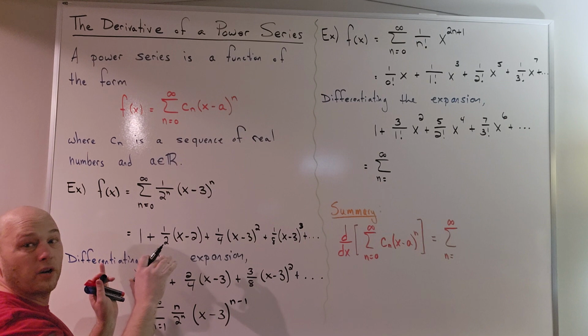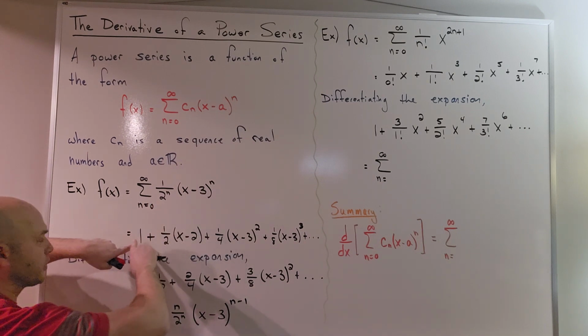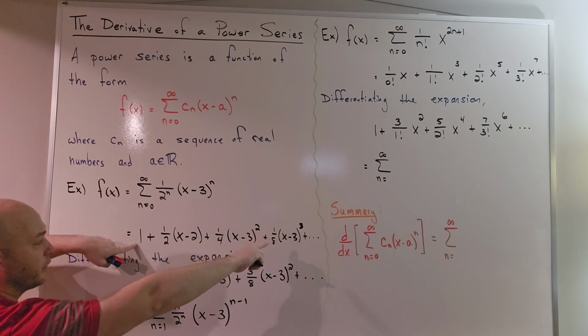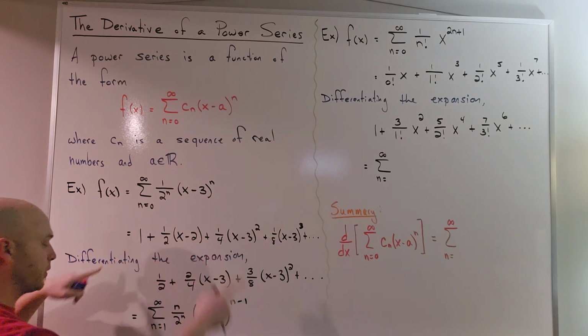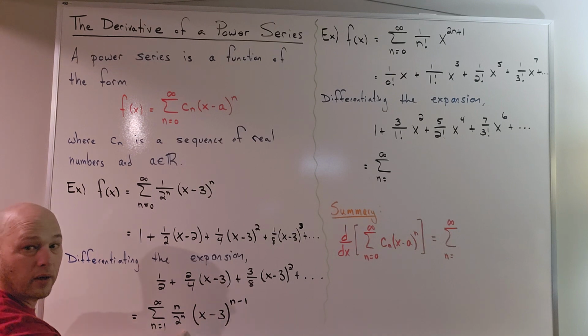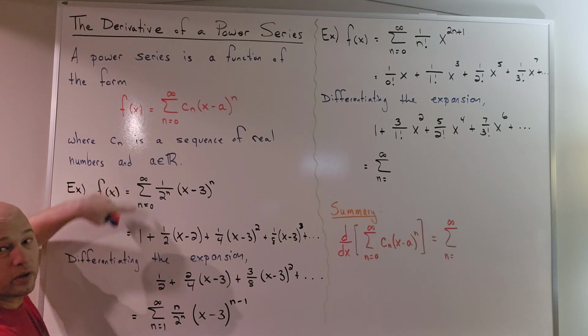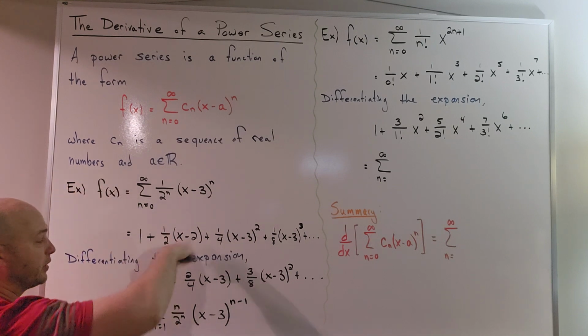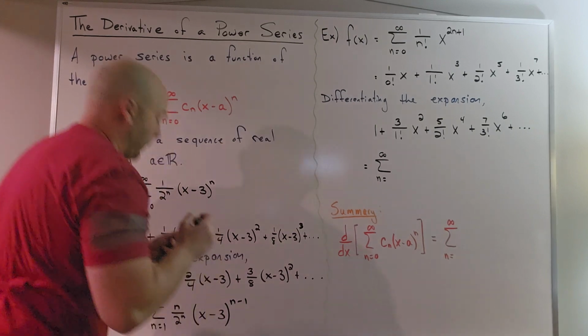We'll summarize this here in a moment, but basically all I did is I took this infinite series, I expanded it out using the first 4 terms, differentiated the expansion, and then rewrote the expansion as an infinite series. Okay. And again, what we want to do is basically go from the original power series to the derivative without these intermediate steps. Let's look at one more example before we do that.